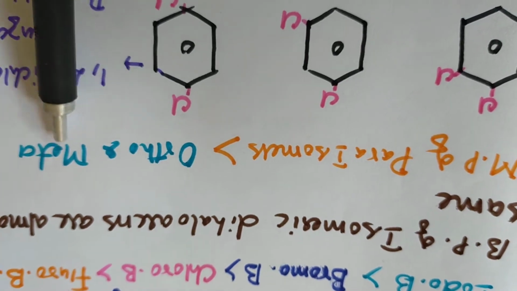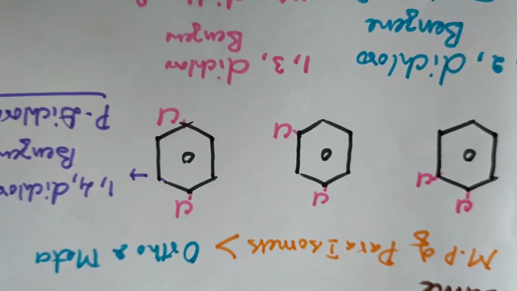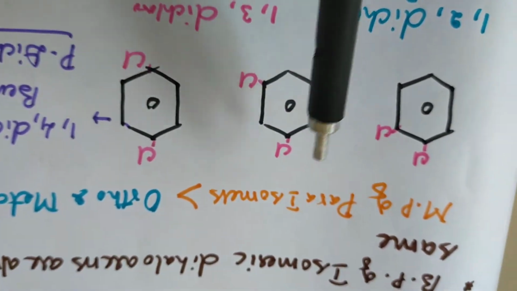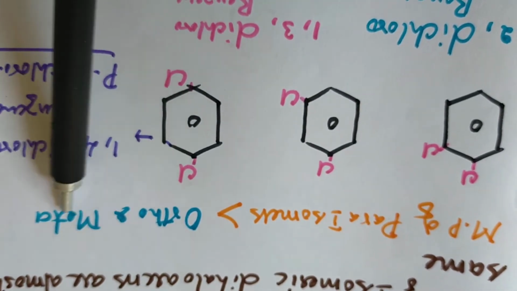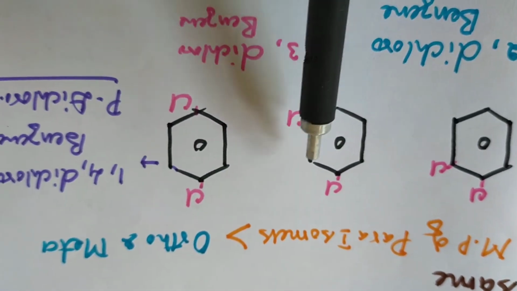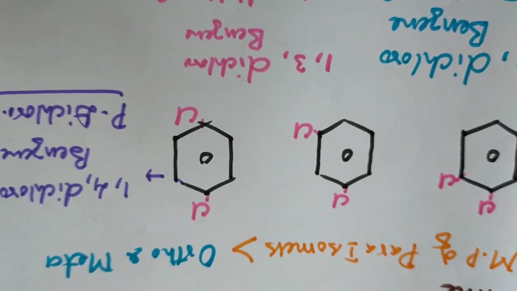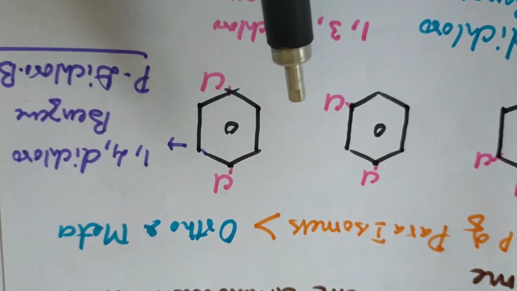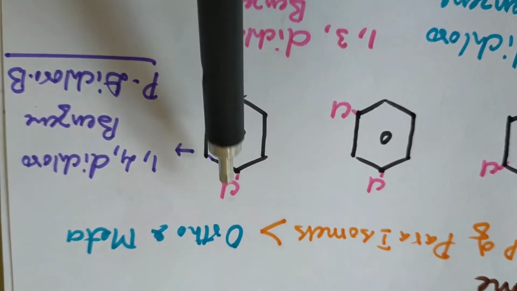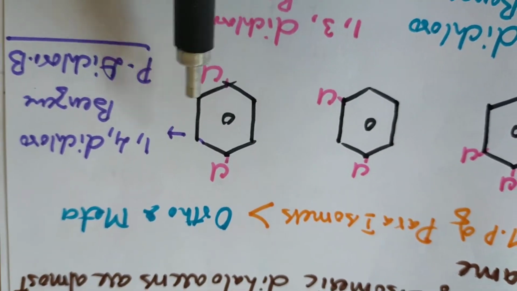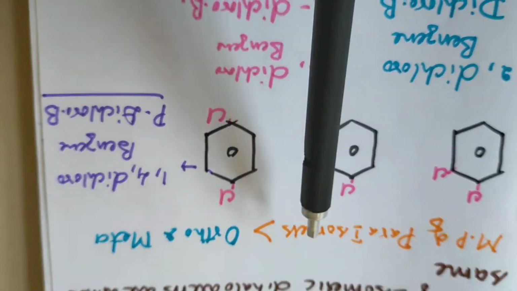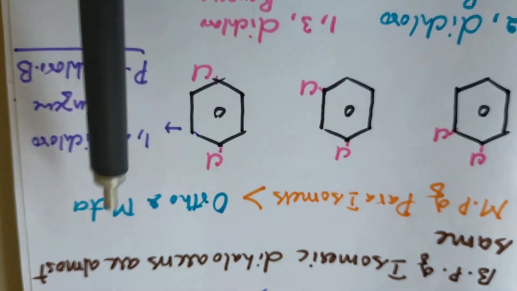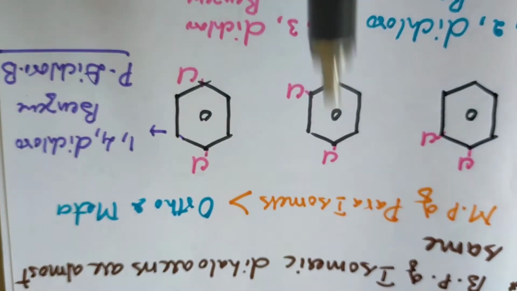And then para and meta. Which is the para here? This is ortho and meta. The para isomers are greater than ortho and meta. Here is the structure: 1,3-dichlorobenzene is meta-dichlorobenzene. This is para, which comes under positions 1, 4. So para derivatives have greater melting point and boiling point than the ortho and meta derivatives. This is the point regarding the melting point.